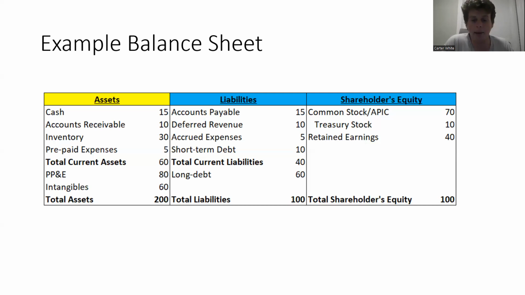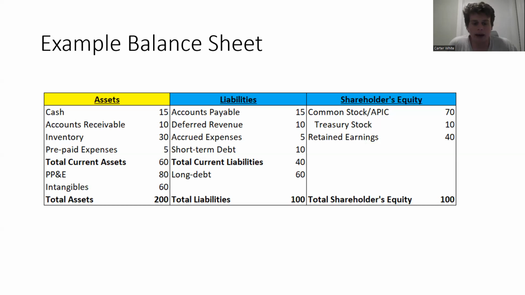Let's say I pay off $10 of debt. That means my cash goes down 10 and my long-term debt goes down 10. So my liabilities and assets both go down 10 and this balances. Let's say I use $10 of cash to buy inventory. Cash goes down, inventory goes up. So again, assets is unchanged and then liabilities, shareholders' equity are unchanged, right?